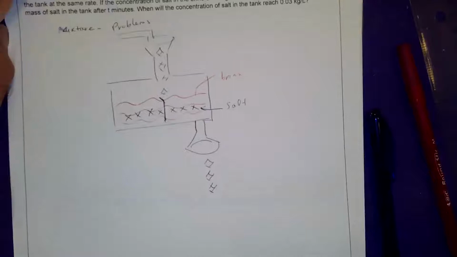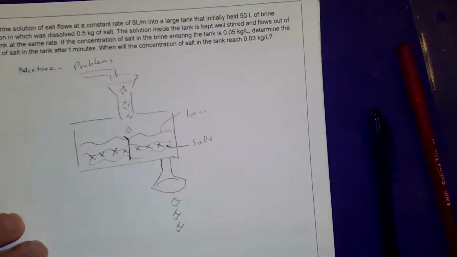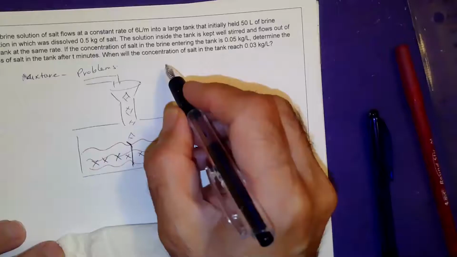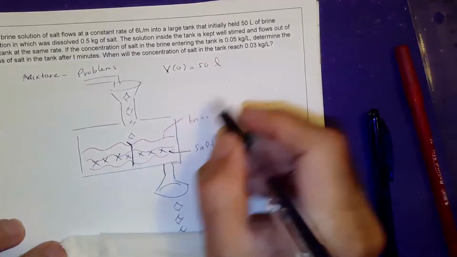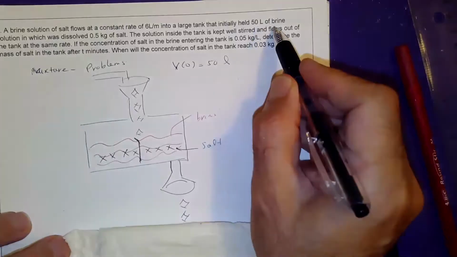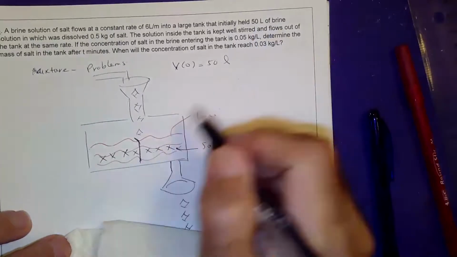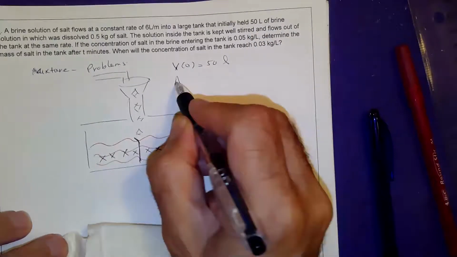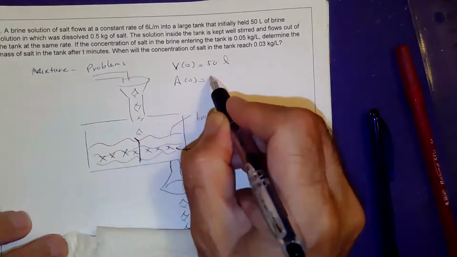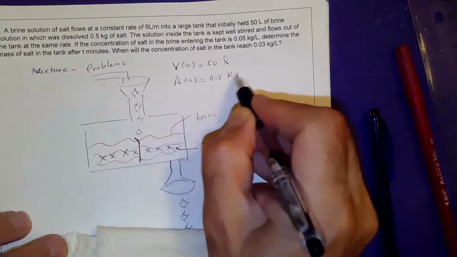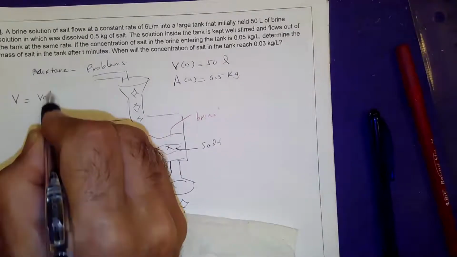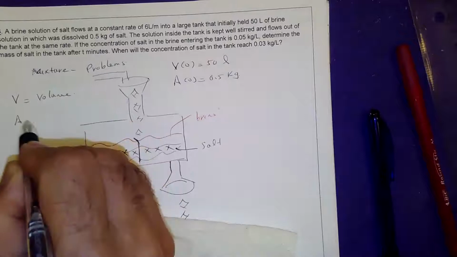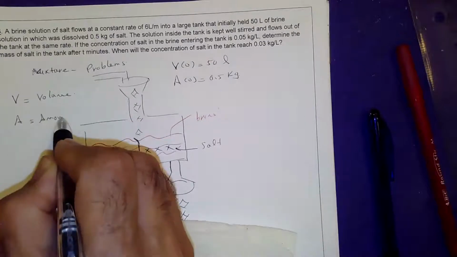So here is what's happening. To begin with, the initial volume was 50 liters. At time zero, we had 50 liters of brine in the tank, and the initial value of the salt was 0.5 kilogram. In other words, I'm denoting V as the volume and A as the amount of salt.